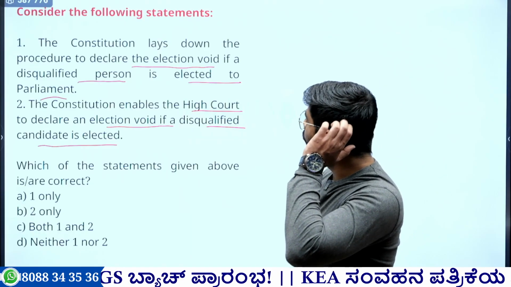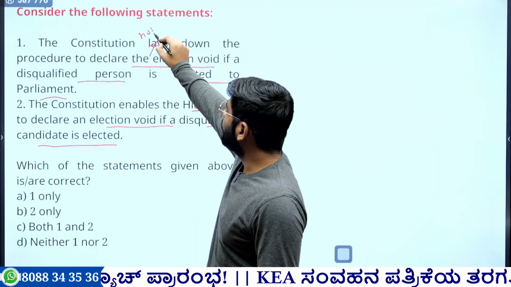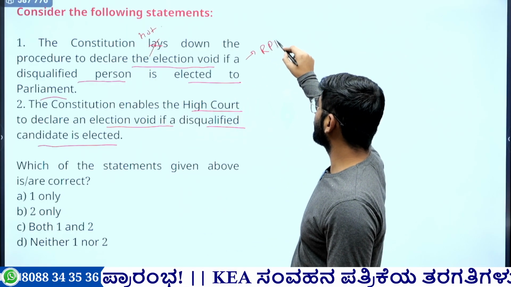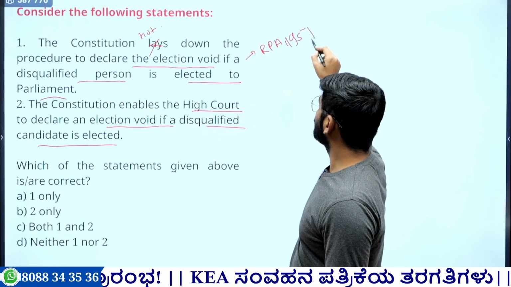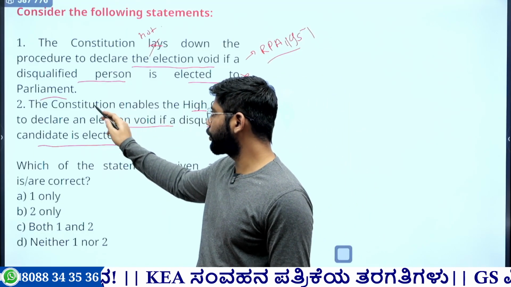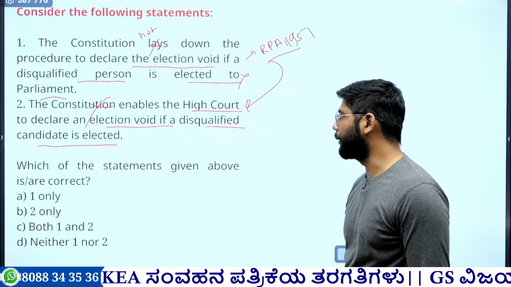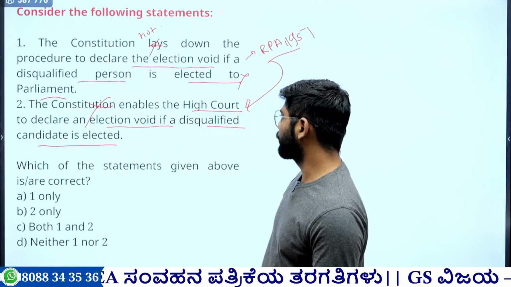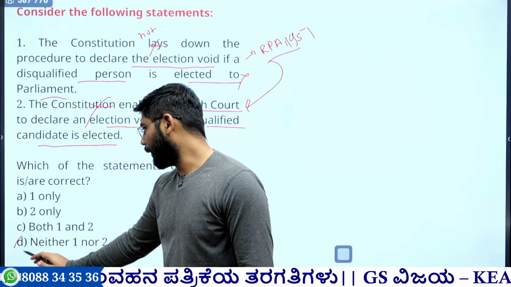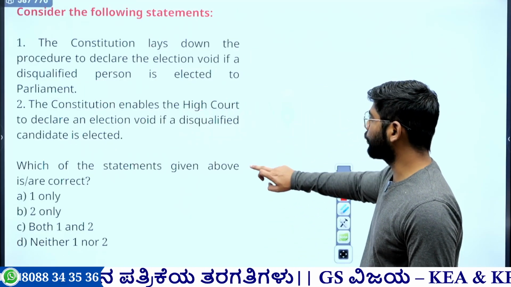So in this question, the constitution has not laid down any procedure to declare an election void. So it is dealt with by the Representation of the People Act, 1951. So the first statement is wrong. And the second statement, it is not the constitution but according to the Representation of the People Act, the high court will declare the election void if a disqualified candidate is elected. So both statements are wrong here. So the correct option is D, neither 1 nor 2 is correct here. Okay, so we'll move towards the next question.